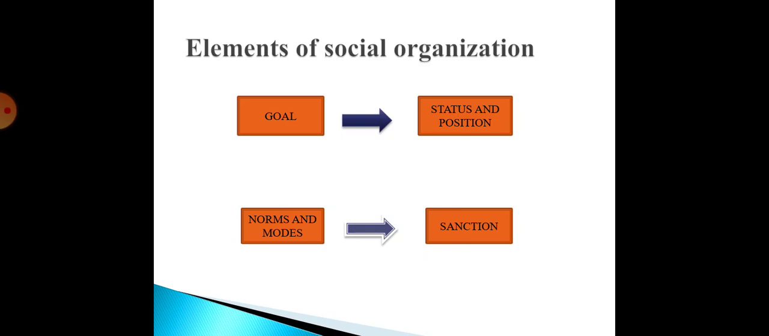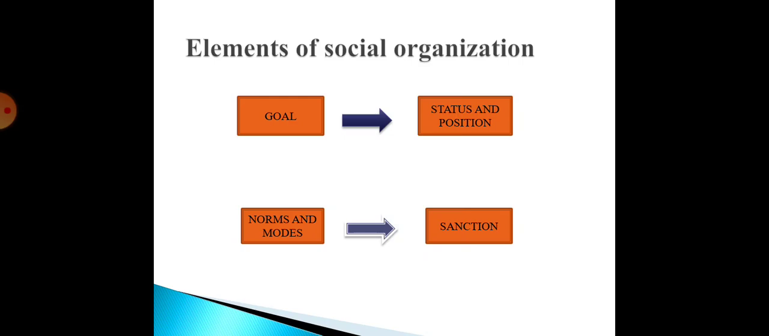Next one, status and position. Within the organization, the members are assigned roles to perform and to occupy a position and status in the organization. As we discussed in the previous class, status is hierarchical. It may be a higher position or a lower position. They occupy positions in descending order, in higher and lower status.